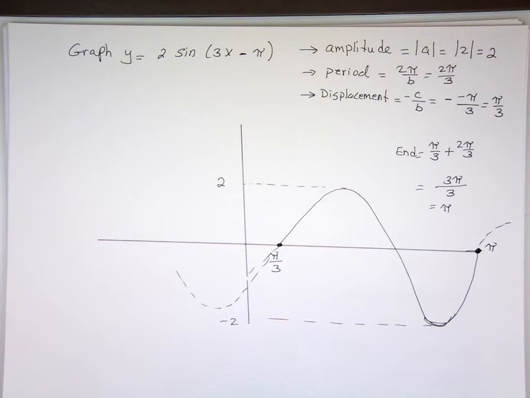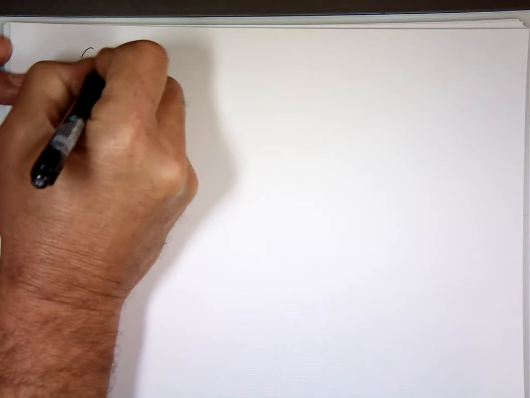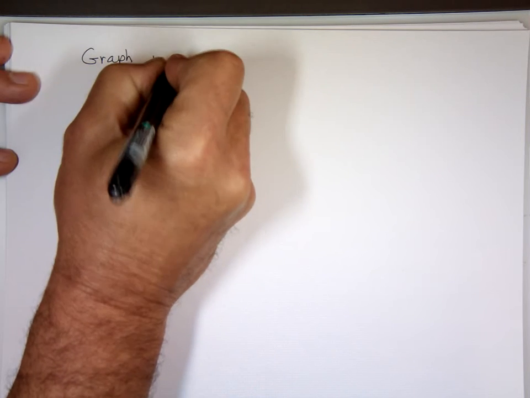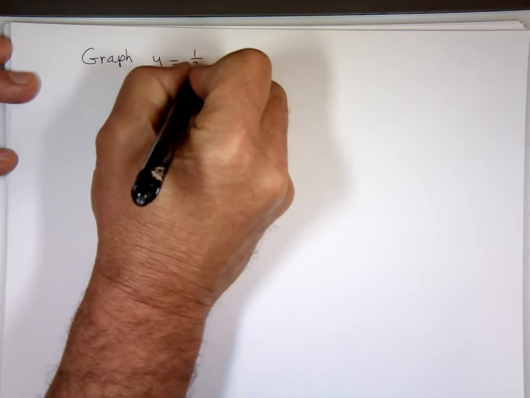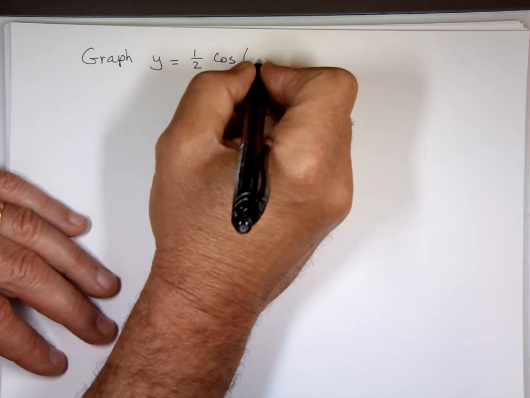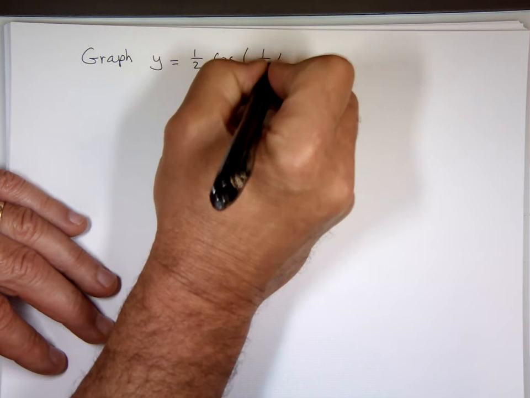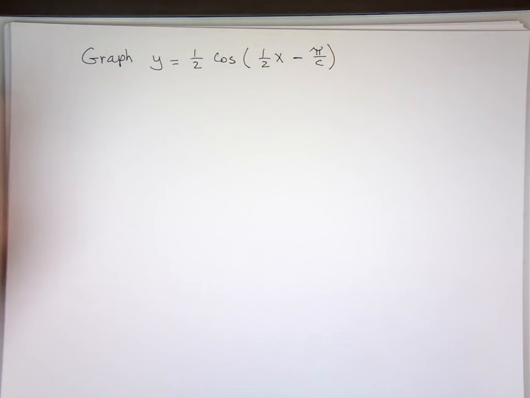Let's try this one. Do a couple more examples, then we're done. Graph y equals 1/2. I'll do cosine, we didn't do cosine. Cosine, we'll do a lot of fractions here. 1/2 x minus pi over 6. Pi over 6, not c.